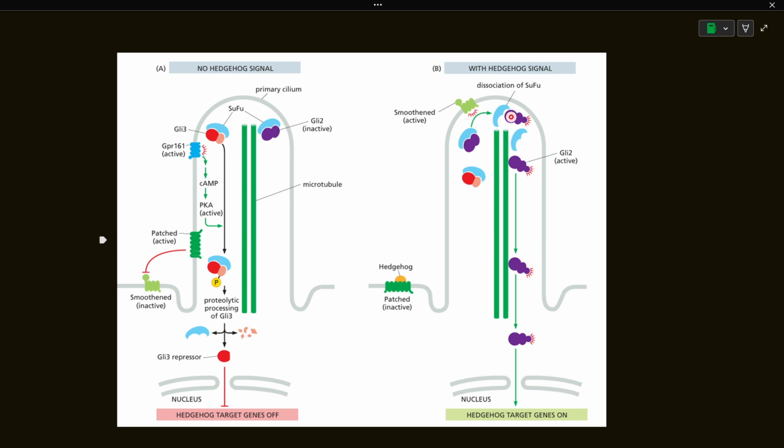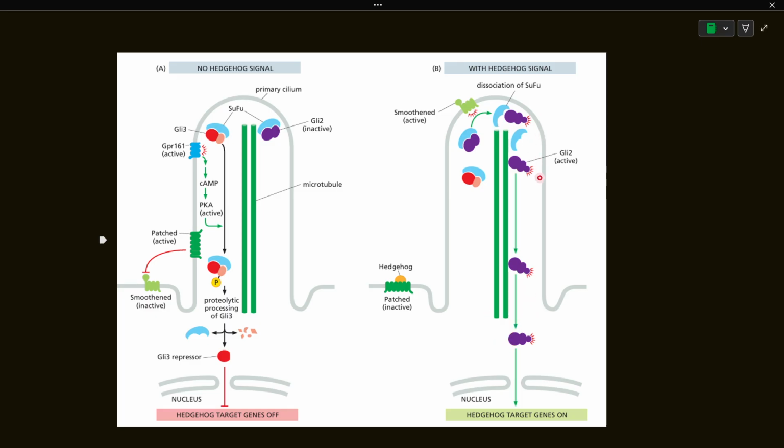Whereas the SUFU, which was bound to the GLI2 protein, is going to release the GLI2 protein inside the cytoplasm, and now this activated GLI2 protein, you can see here, is going to be migrated in the cytoplasm with the help of the microtubules. So here you can see the importance of microtubules, how it is transporting the signal molecules from the tip of the primary cilium towards the intracellular part.